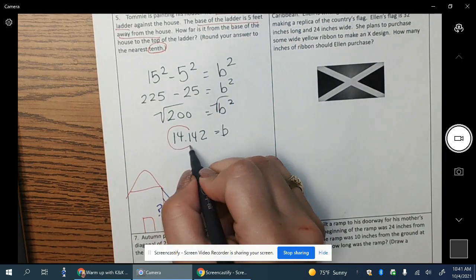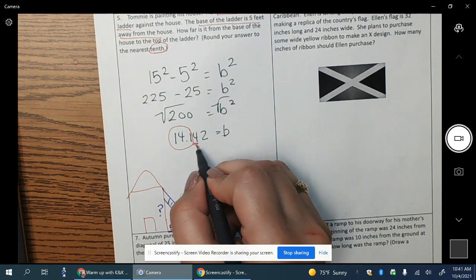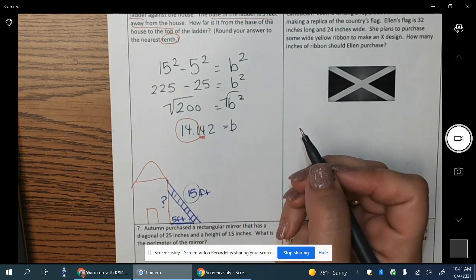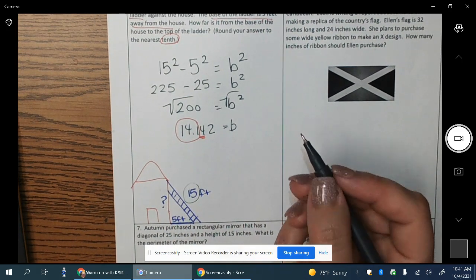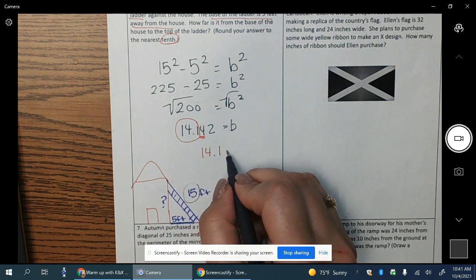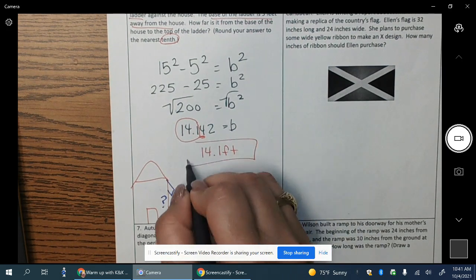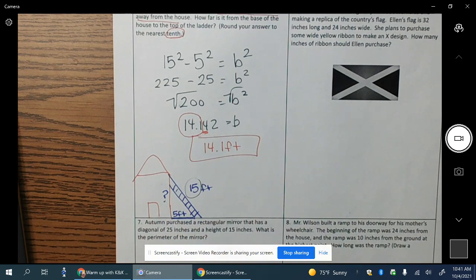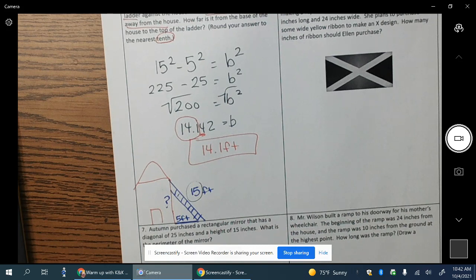But how many numbers should I have? One. So I look at this 4. Does the 4 tell me to round or to leave? To leave it. So it's 14.1 feet. Okay. Everybody okay with that? All right.